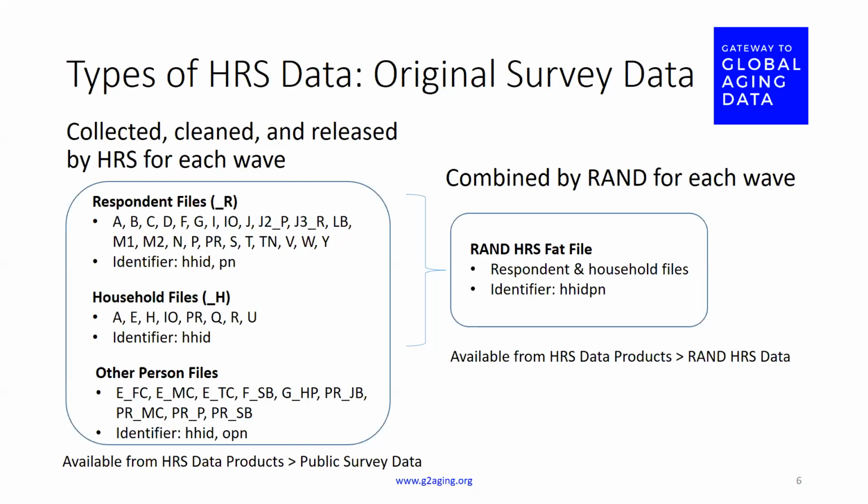One thing you'll want to notice is that the household ID is HHID and is present in the respondent, household, and other person files. The person identifier is PN, or person number, which is available in the respondent files. Each person's unique identifier is created by combining the HHID and PN. So RAND goes the extra step of combining these to create HHID PN so that only one identifier is needed.